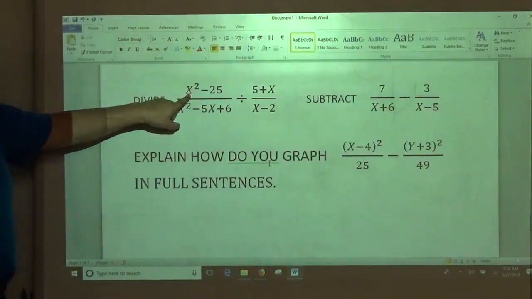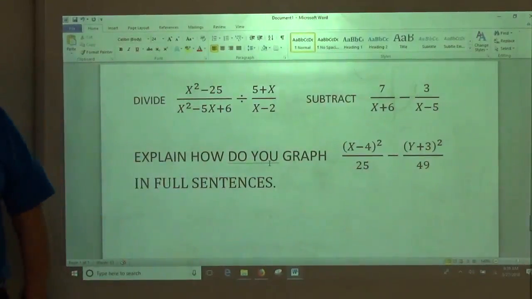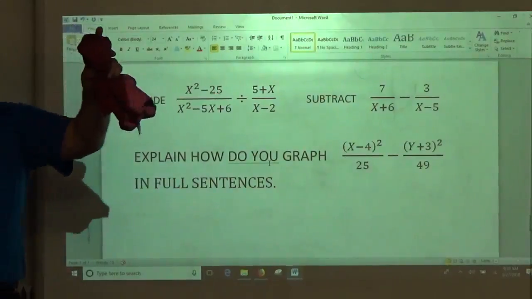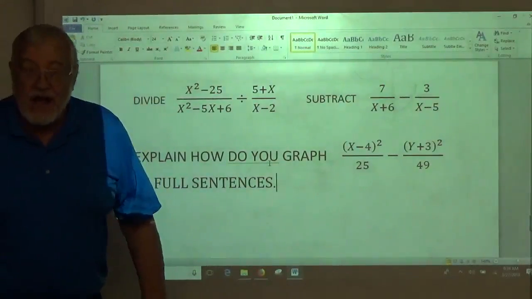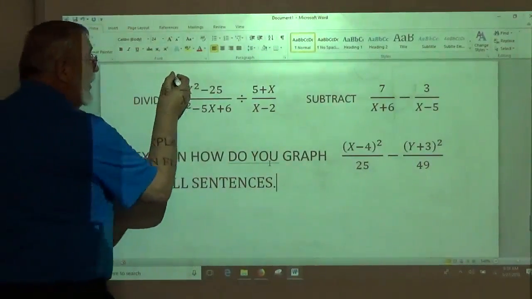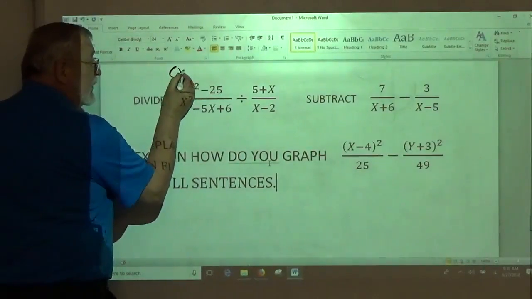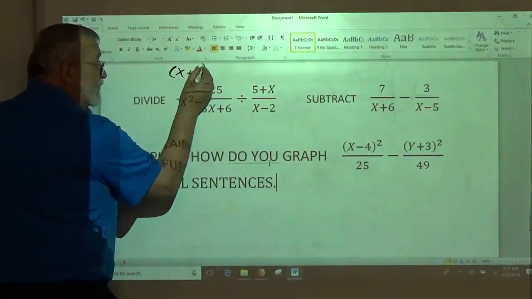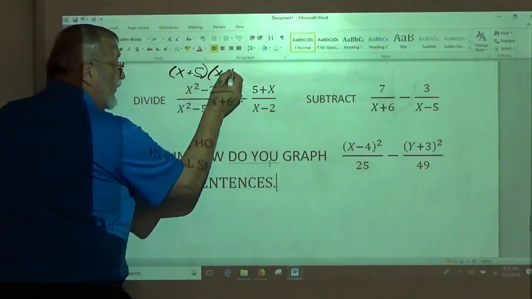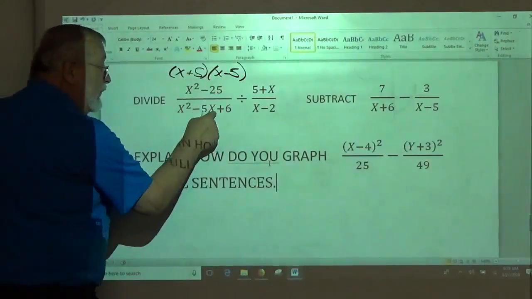Now, the question is, does x squared minus 25 factor? The answer is yes. Into what? Oh, wait, give me a C word. Into what? Conjugates. Conjugates, right? So this is going to be what? X plus 5, x minus 5. Okay, I've factored that. Now what about this?